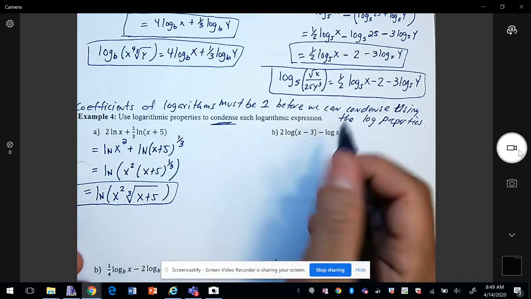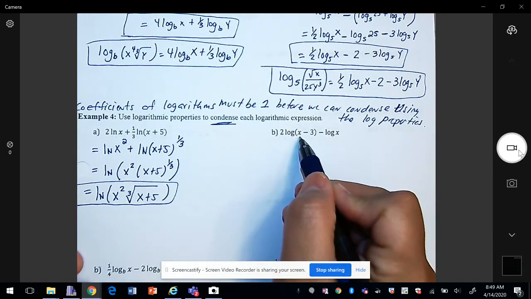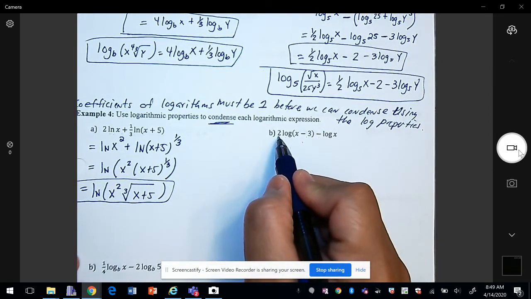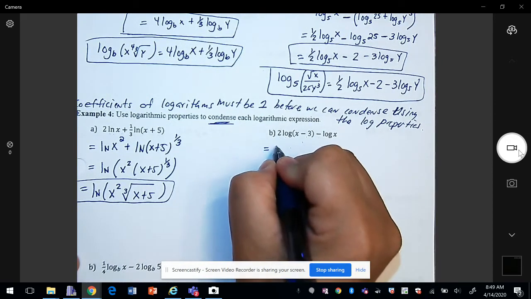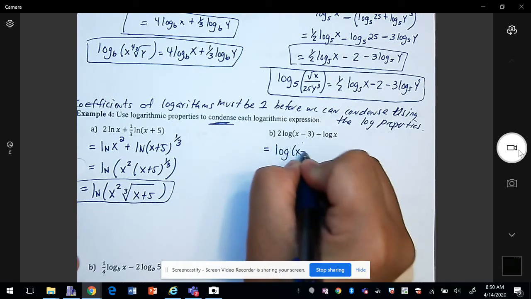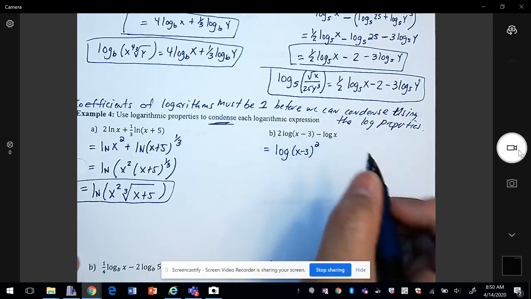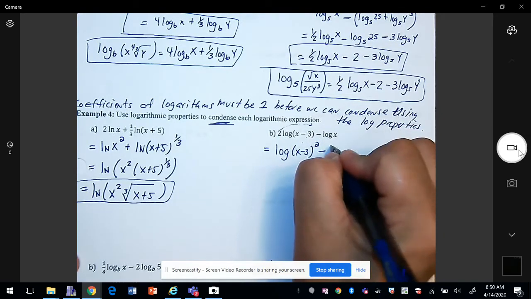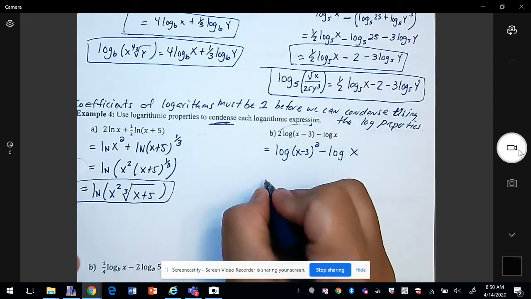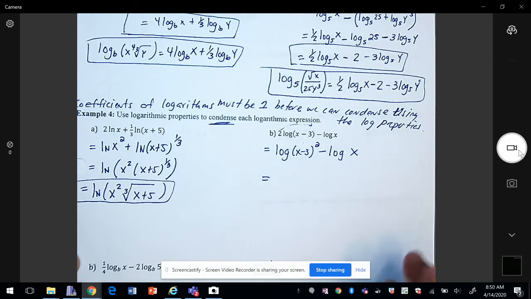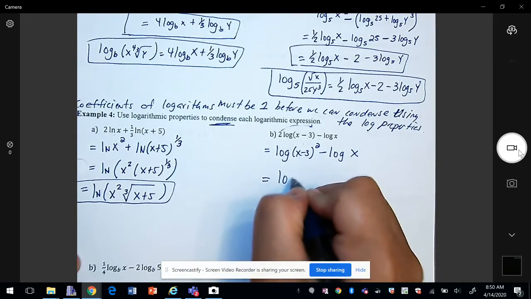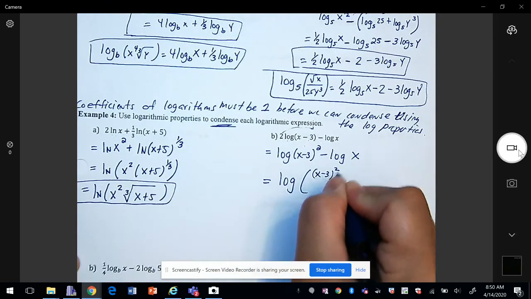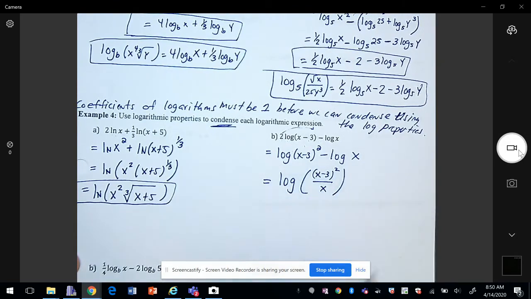Let's try the next one. We have 2 log x minus 3 minus log of x. So first we want to take care of this 2. So this would be log x minus 3 squared, because we're bringing the 2 to become an exponent, minus log x. Since we're subtracting, then we're going to use the quotient rule. So we would have x minus 3 squared divided by x.